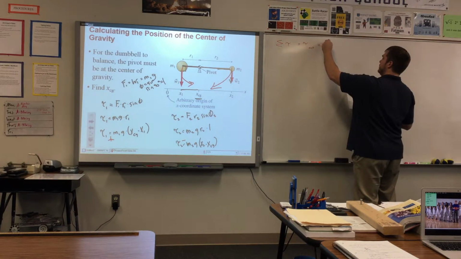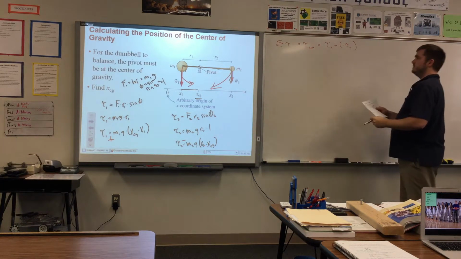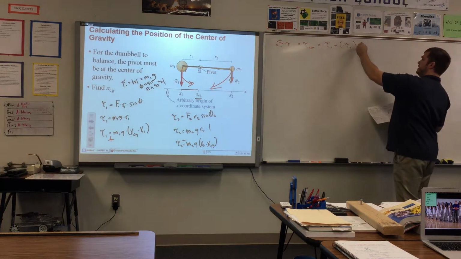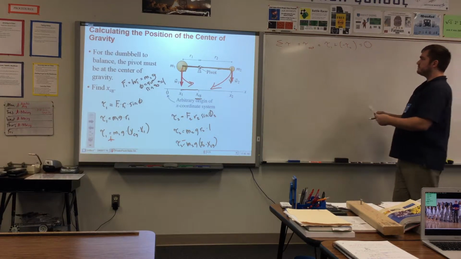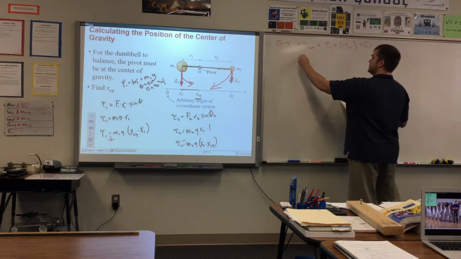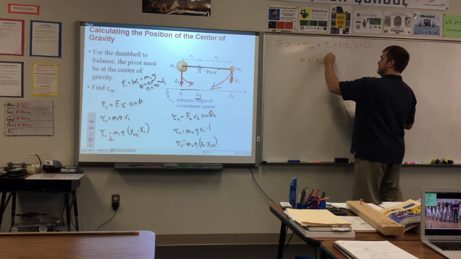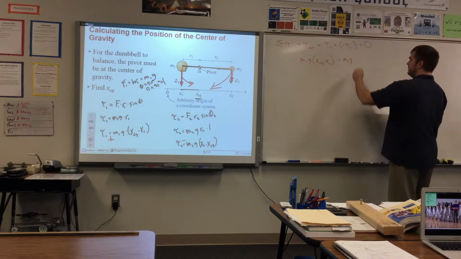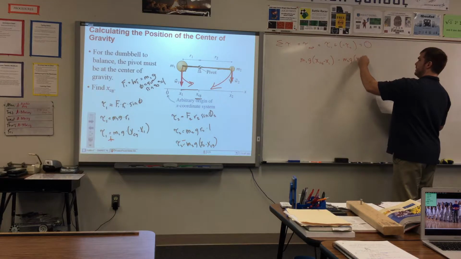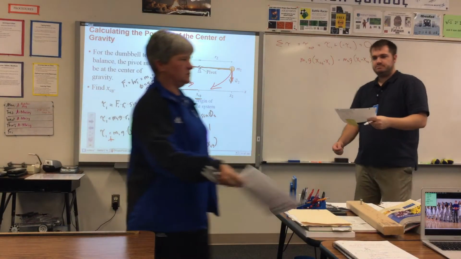So we could say torque 1 plus a negative torque 2, and all of that equals zero because they completely cancel each other out. So torque 1 was mass 1 times gravity times xcg minus x1, minus mass 2 times gravity times x2 minus xcg.